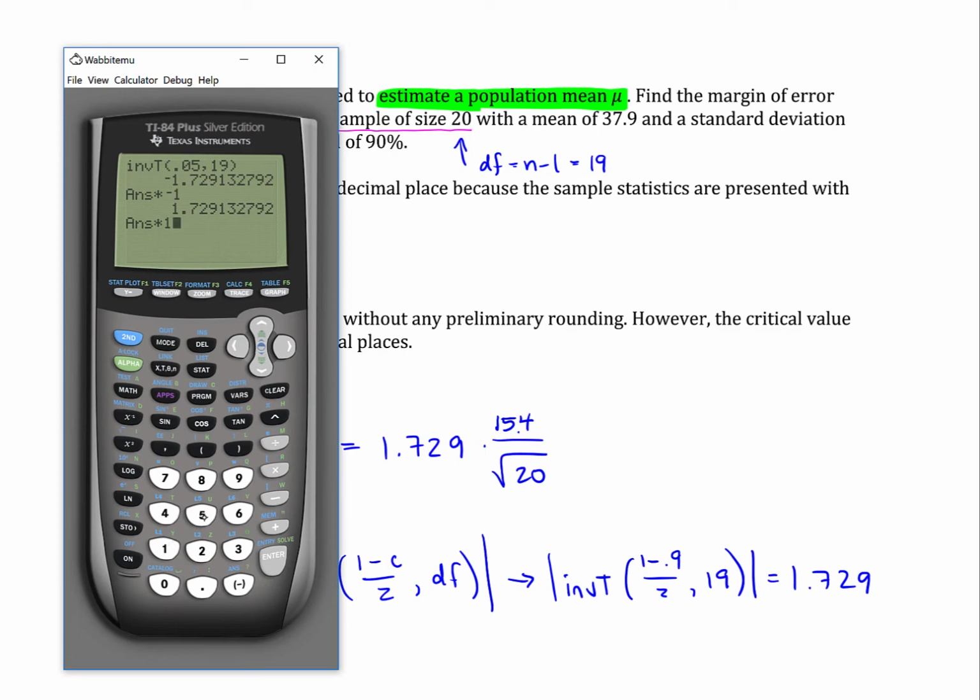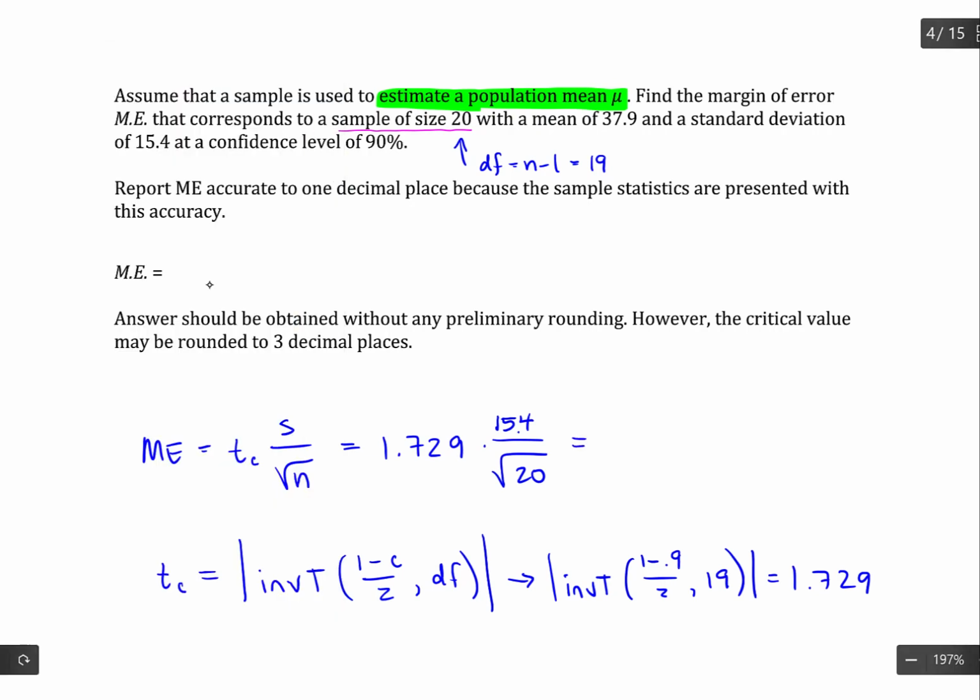So it's up to you. It probably doesn't make a whole lot of difference in the final answer, but the problem did say not to use any preliminary rounding. But if you do, then use 1.729. All right, so we get 5.95. And it said to report your margin of error accurate to 1 decimal place. Well, if I round this to 1 decimal place, the 5 is going to round the 9 up, which makes this 6. So effectively 6.0.